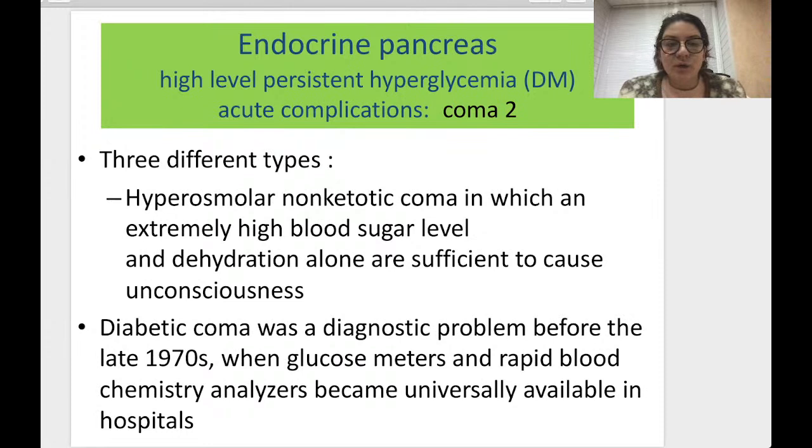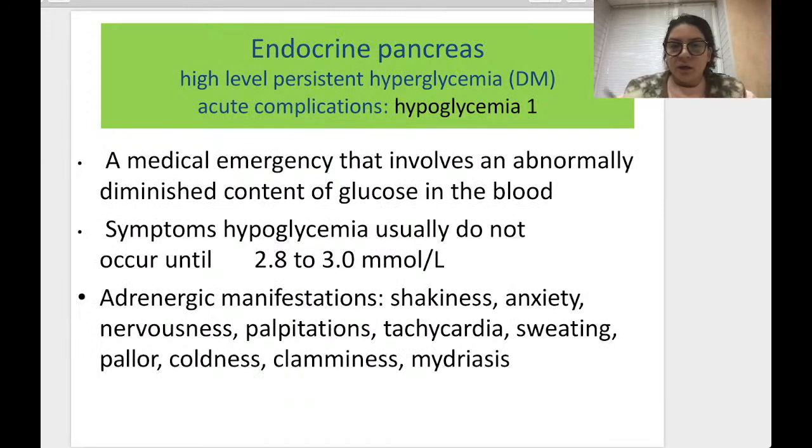In general, diabetic coma was a diagnostic problem before the late 1970s, when glucose meters and rapid blood chemistry analyzers became universally available in hospitals. Since those times, this problem has become much smaller, but the risk is still quite high. Okay, about ketoacidosis and hyperosmolar non-ketotic states we talked a little bit. What about hypoglycemia? I told you that it is the most dangerous because it is the most rapid, and even in a short period it can lead to coma and even death.